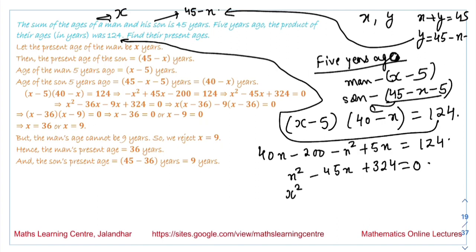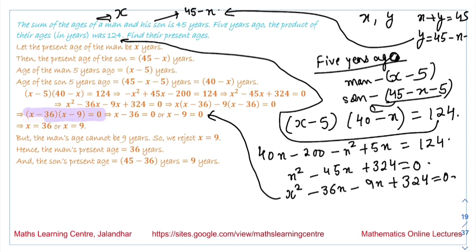Now splitting the middle term, we get minus 36x minus 9x plus 324 is equal to 0. It is not necessary that you should use splitting the middle term. You can use any of the methods that we have studied. Using the discriminant also you can solve these equations. So it is up to you how you want to solve them. On solving this, you will get the factors x minus 36 and x minus 9. So we are getting two values: x is equal to 36 and x is equal to 9.